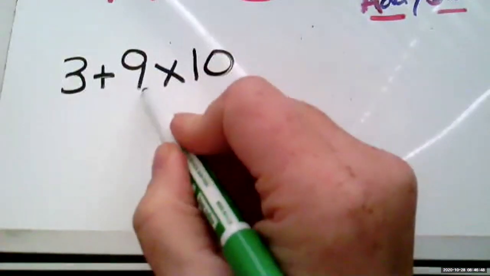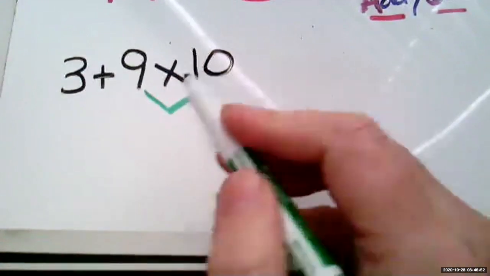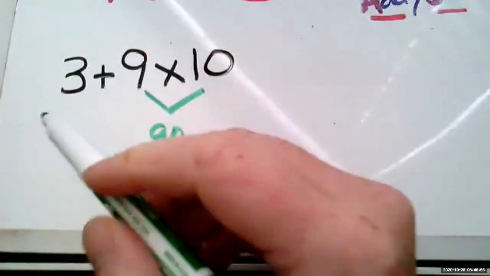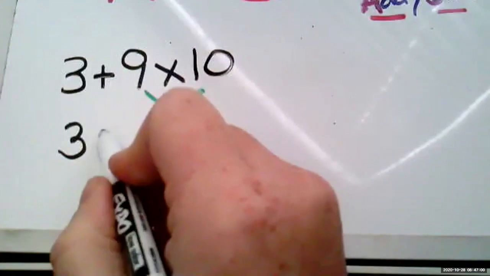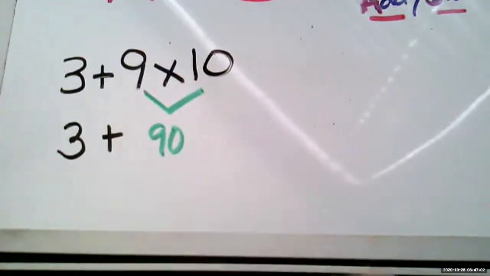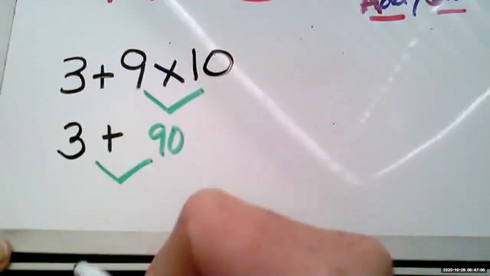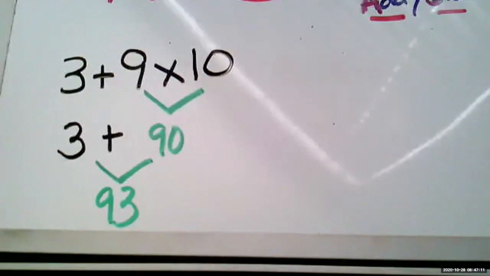And let's go 9 times 10. I always write the part that I'm solving first. 9 times 10, of course, is 90. And then you have to bring down the rest. I have not used the 3 or the addition sign. So 3 plus 90 is going to be the last part that you do. That's the last thing we have left. 93 is the correct answer.